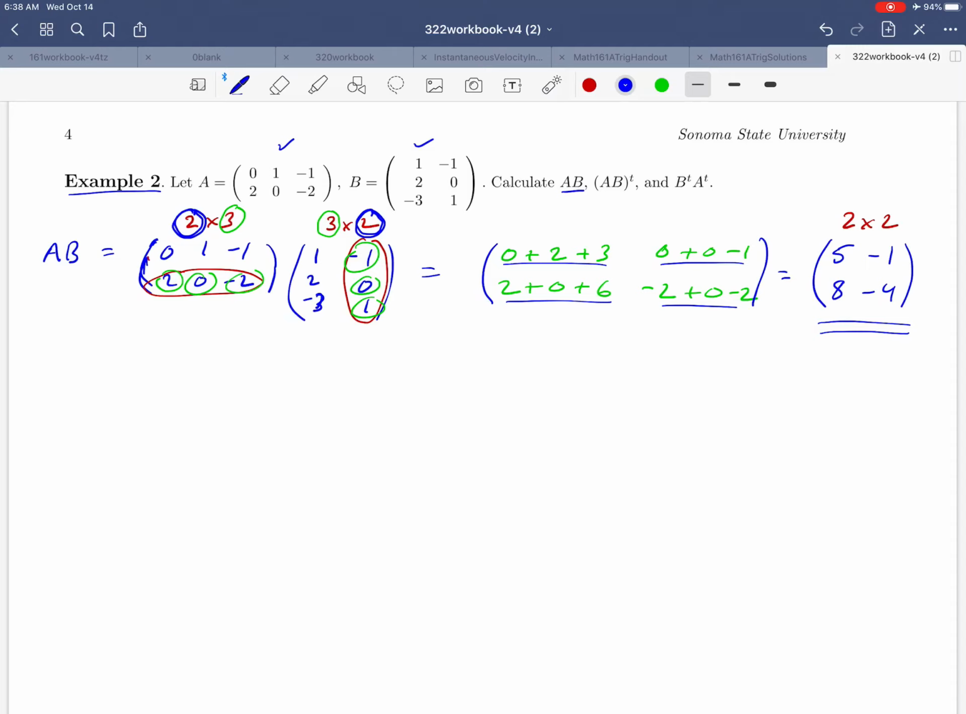Okay, so this is the first time you're seeing it. This is kind of a complicated definition of multiplication, but this will get easier as we do more examples. Let's move on now and see if we can calculate the other products here.